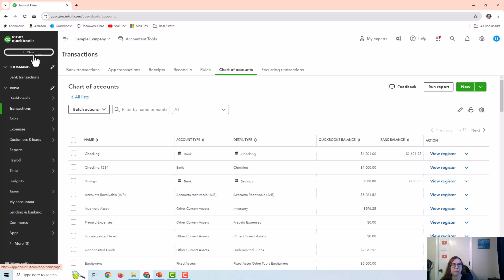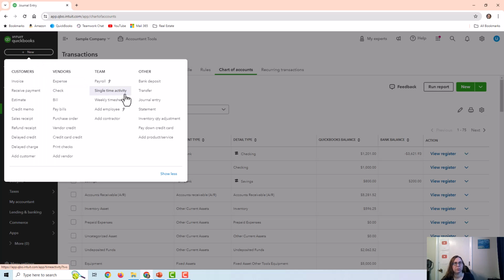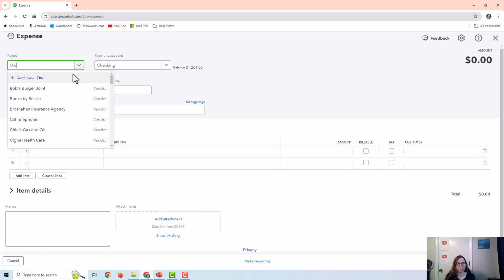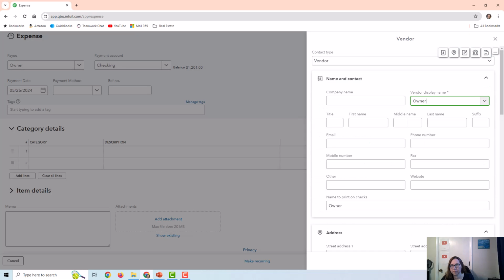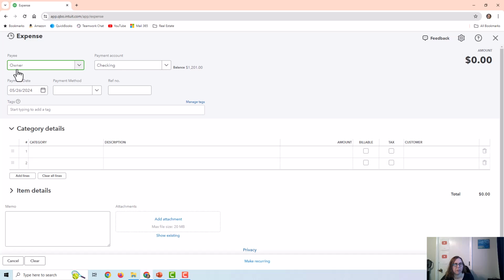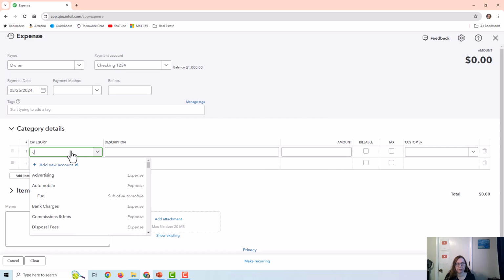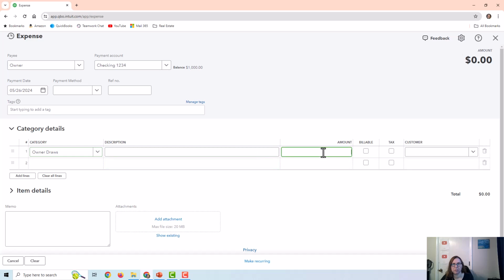Now I'm going to do an example of the owner withdrawing money from the business. So you could show that as an expense, a check. I'm going to go ahead and enter it as an expense. So the payee would be the owner, the payment account would be whatever account it was coming from, and then the category would be the draw account. And let's just say it's $200. And then I would just save and close.